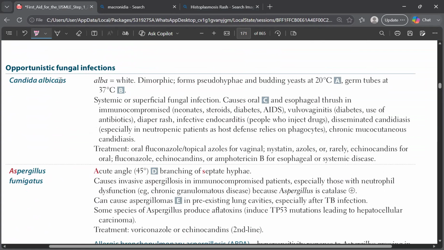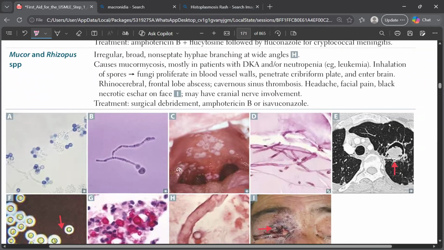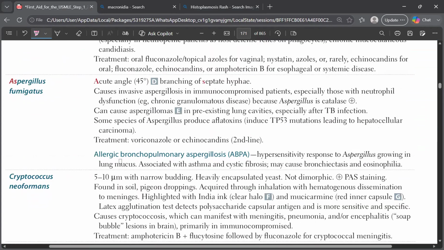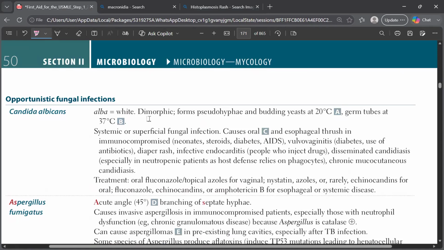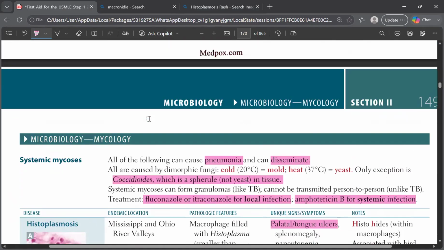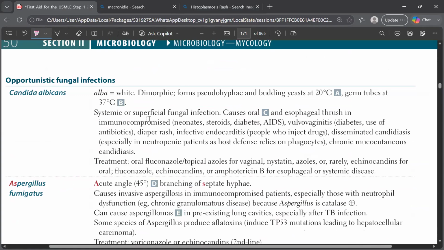The first one is Candida albicans. Alba means white. It is dimorphic, forms pseudohyphae and budding yeast at 20 degrees Celsius, and germ tubes at 37 degrees Celsius. So here are the pseudohyphae at 20 degrees Celsius, and this is a germ tube at 37 degrees Celsius. It is opposite to our rule of yeast in heat and mold in cold. It is mold in heat and yeast in cold. So yeast at 20 degrees Celsius and germ tubes at 37 degrees Celsius.